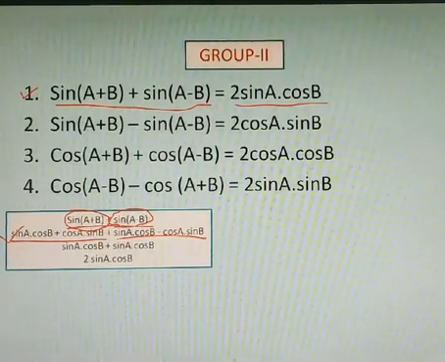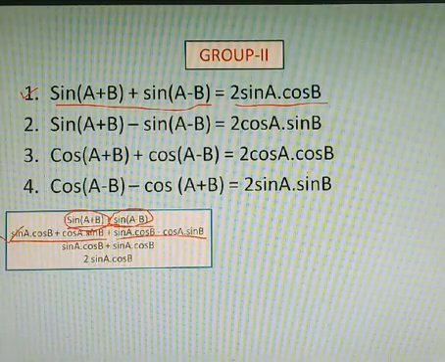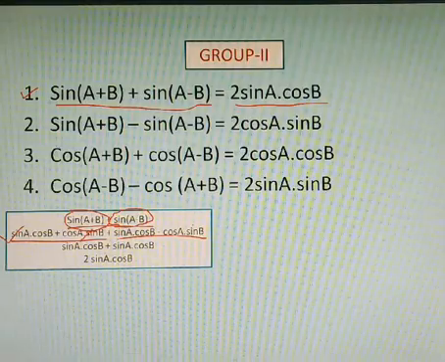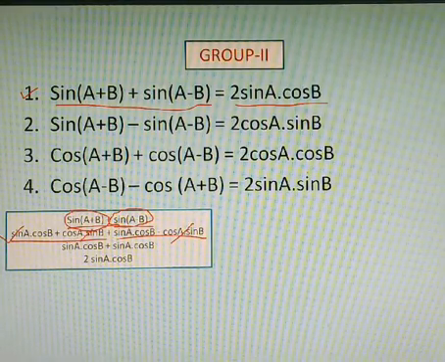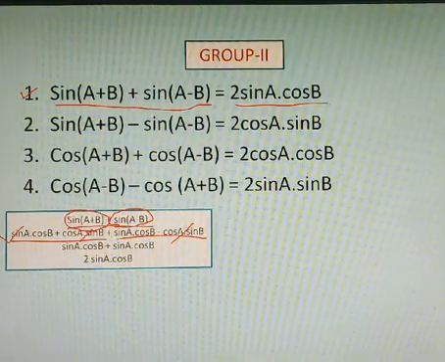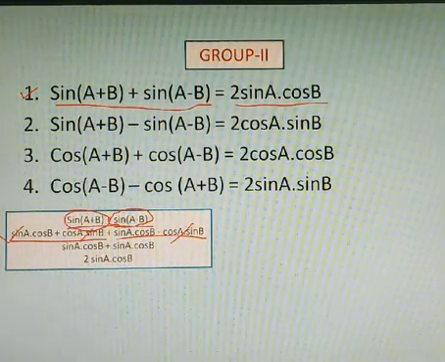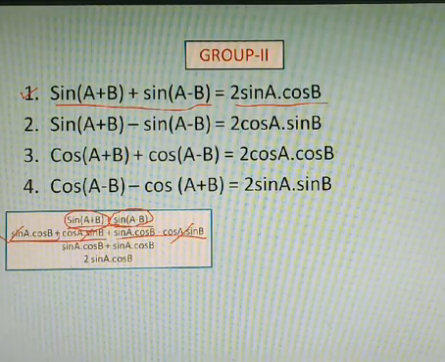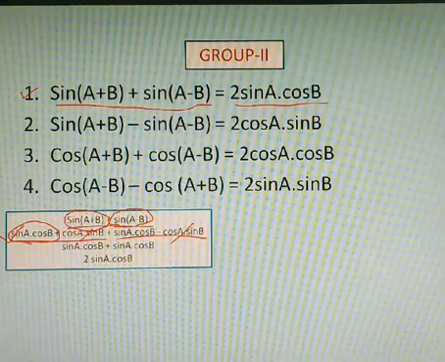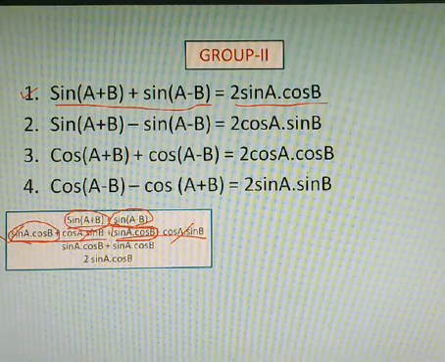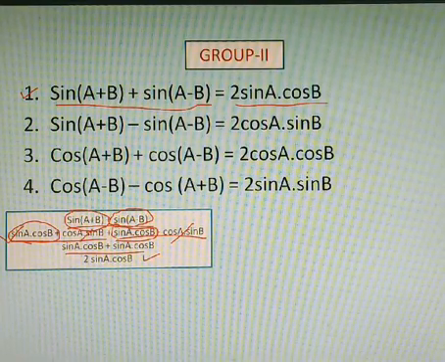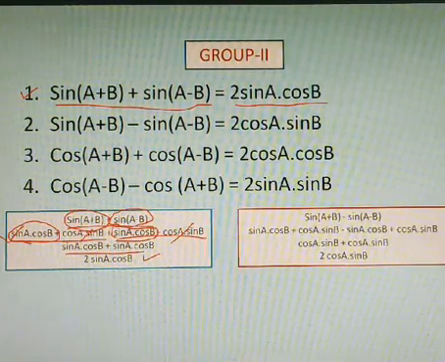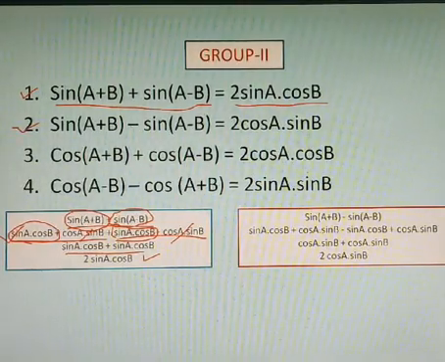So whenever you have two same terms with opposite signs, you will cancel them. Here cos A sin B is the same but with opposite sign, so we are cancelling them out, and then what remains? sin A cos B and again sin A cos B. So finally we get 2 sin A cos B. Similarly, we'll go with formula number 2 here.